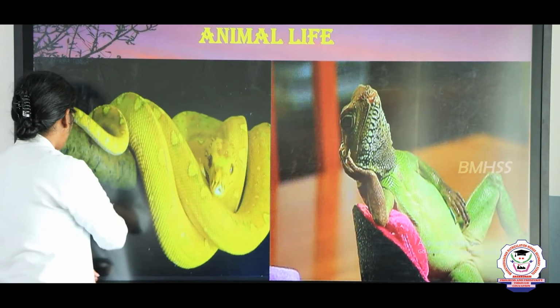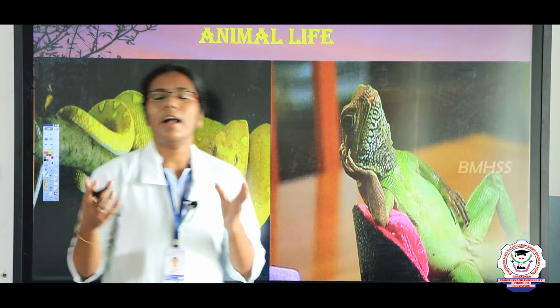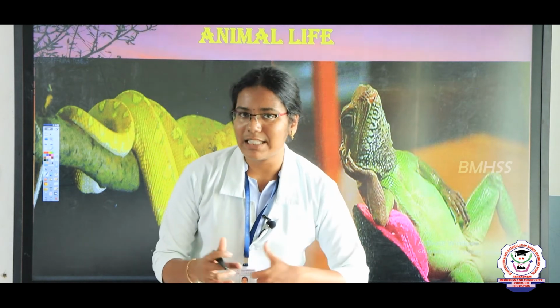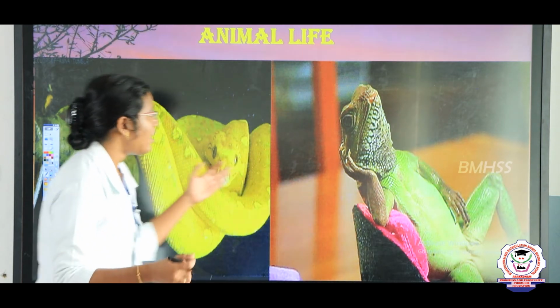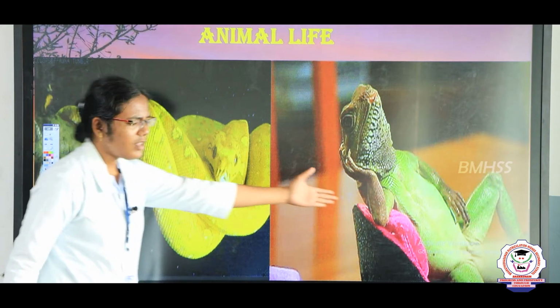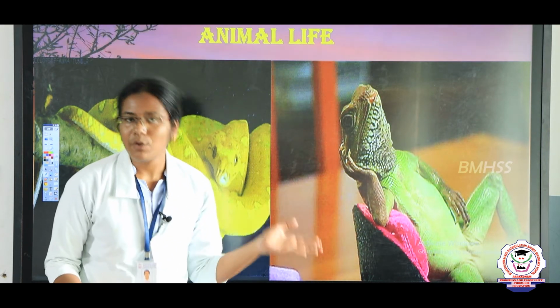Then animal life in a desert. We can see animals like snakes, reptiles, lizards, insects etc. Some of the common animals like snakes, lizards and reptiles we can see here in Saudi Arabia.